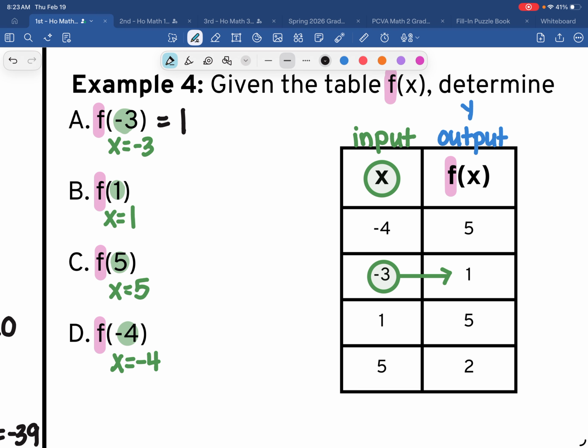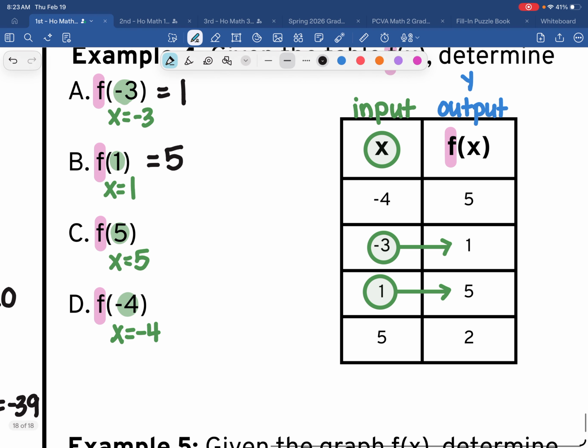All right, we're going to do the same thing again. If we go to positive 1 for B, and we're looking for the output, what is that equal to? So the output is going to be the y value, and the y value that goes with that 1 is going to be 5. So tables are pretty easy because they give you the x. You just got to tell me what's the y that goes with it.